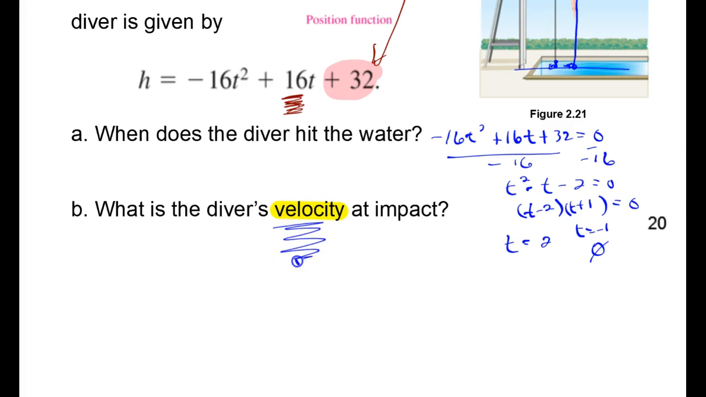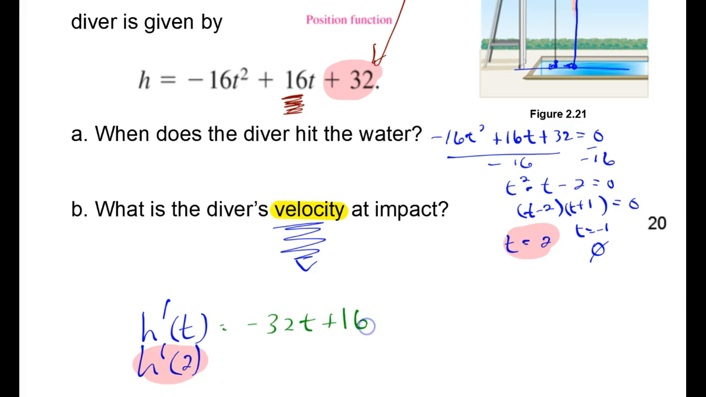So to find the velocity, how fast he's going, all I need to do is evaluate the derivative, which is the velocity function, at the time of 2 seconds. So the first part is I found out that it takes him 2 seconds to hit the water. Part 2 says, let's go find the velocity at the time that he hits the water. So the first thing I need to do is find the derivative here. So the derivative is negative 32t plus 16, and then evaluate that. Negative 32 times 2 plus 16 should be the velocity.